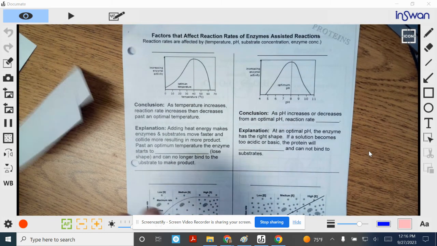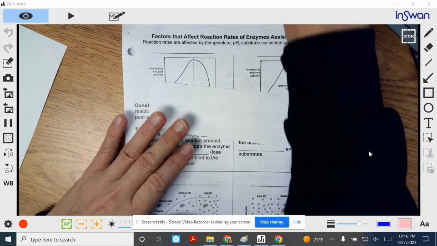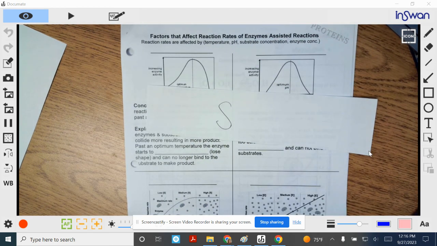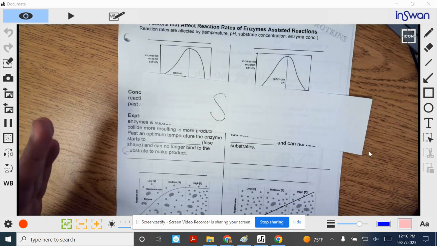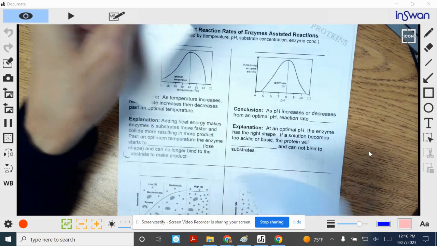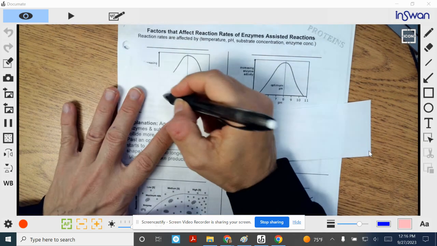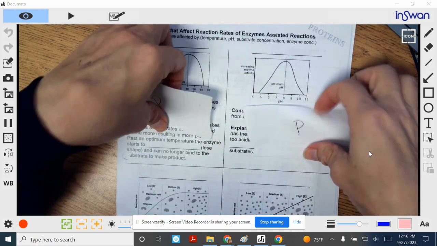So let's say that we have a molecule and it looks like this. This molecule is a substrate. I'm just going to put an S on it for substrate. And we need to break down this molecule into two smaller molecules. This is the reaction. Now, my substrate's gone, but in its place, I have the products.